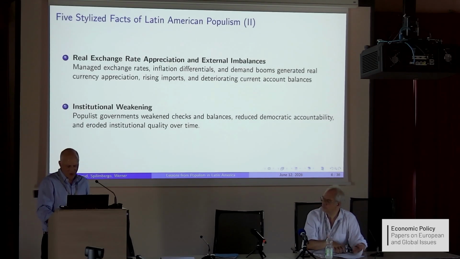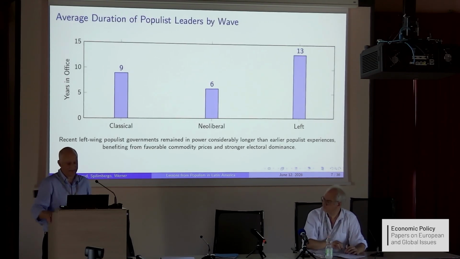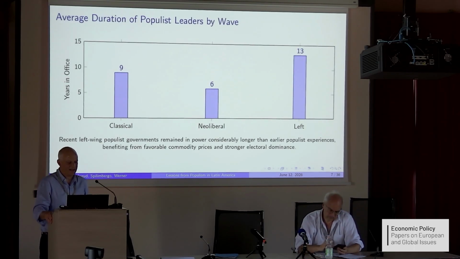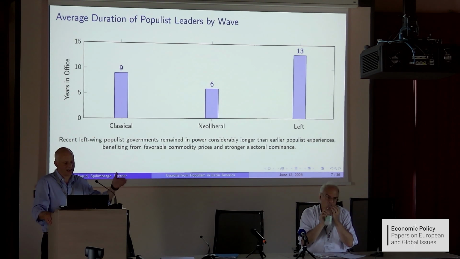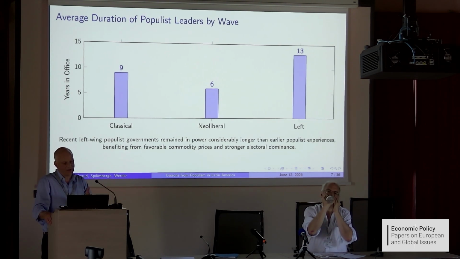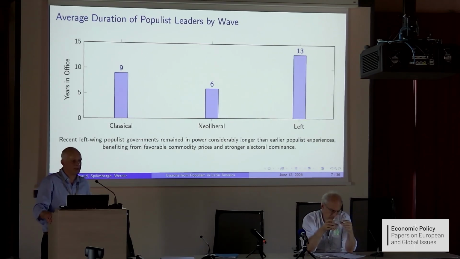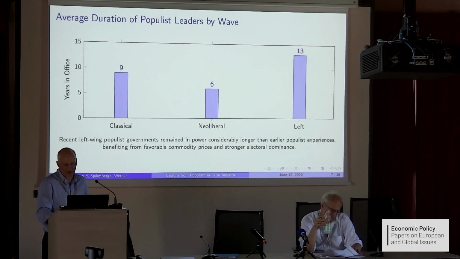So this is basically just a summary of the duration of the populist leader. The classical period was the one associated with Perón, Getulio Vargas, etc., lasting on average 9 years, the neoliberal period being significantly shorter, and this last period of populism, left-wing populism in Latin America being significantly longer.